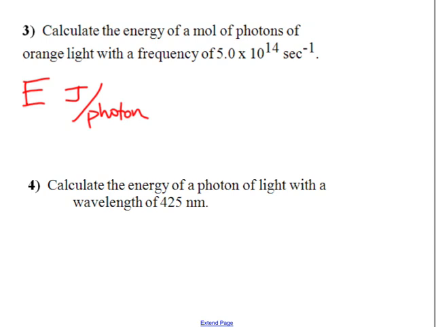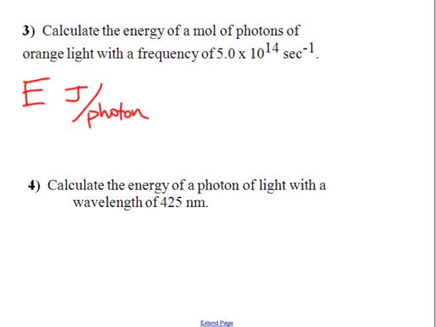What if I were to ask you the energy in a dozen of them? What would you do? If I were to ask you, this is an energy per photon, how would you find the energy of a dozen photons? Multiply by 12. So how is it any harder? I want the energy of a mole, so what would you do? Multiply by Avogadro's number, exactly.